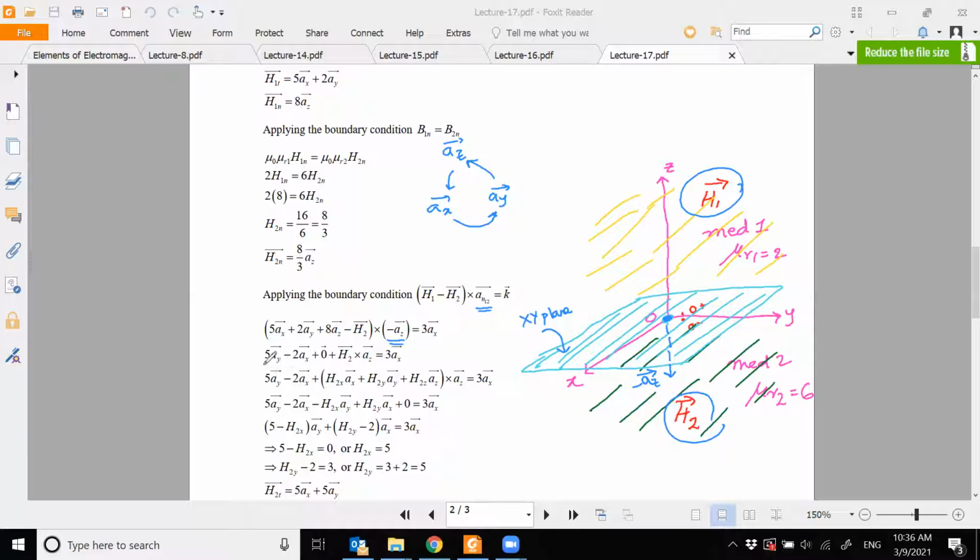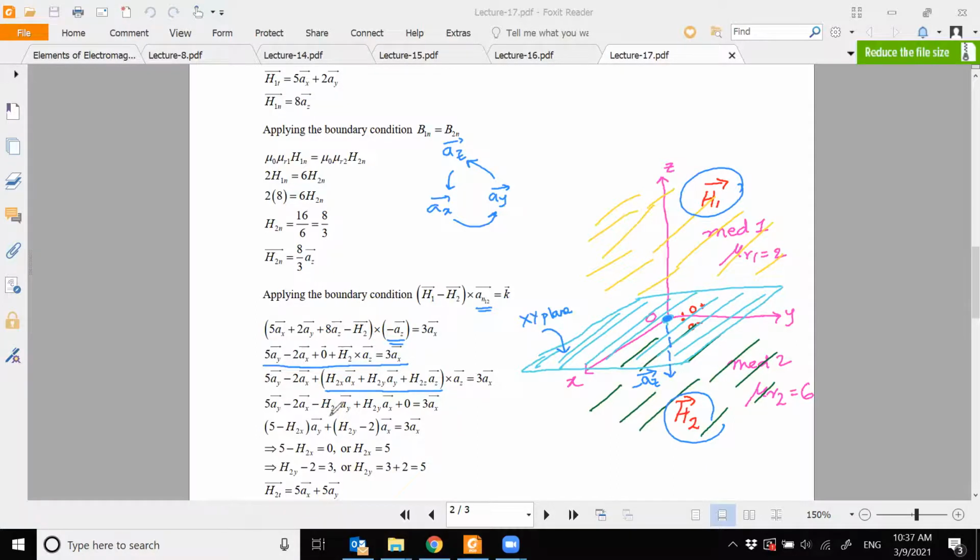Now I'm assuming that my H2 vector is this one. So it is H2AX plus H2AY plus H2AZ. In place of the H2 vector, I'm writing H2AX plus H2AY plus H2AZ, where my unknowns are H2AX, H2AY, and H2AZ. H2AZ is not unknown to us, we know it, but you will see that the normal component will vanish, because you now have to cross product with AZ. So AZ cross AZ will become 0.